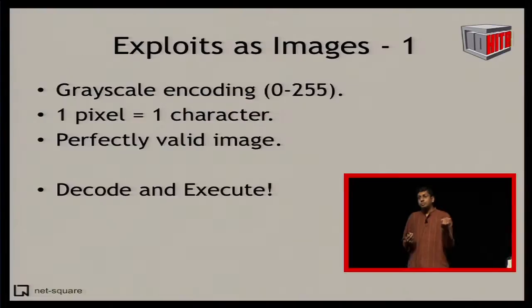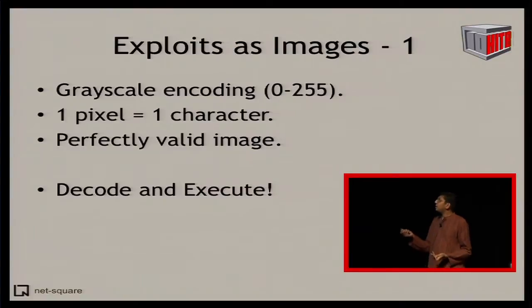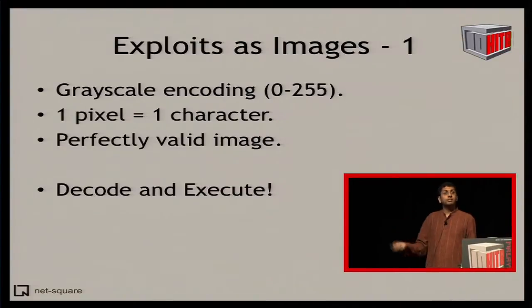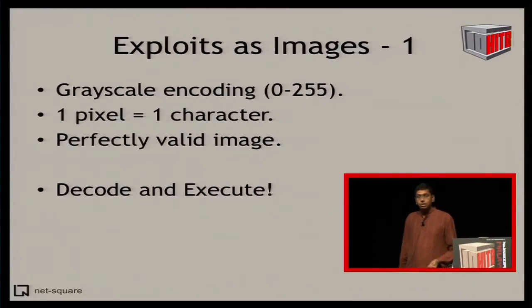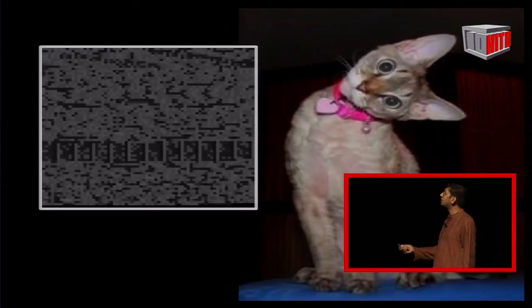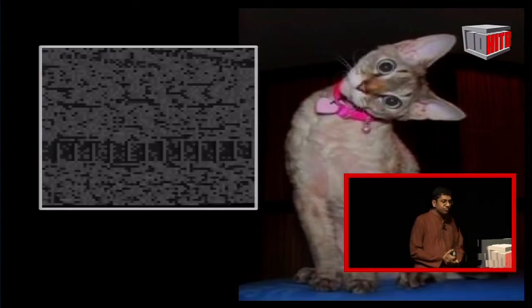So how would we do it? Well, we encode the entire script. We encode the entire JavaScript character by character using their ASCII values into any value from 0 to 255 and use these as pixels in a perfect image. So your exploit is going to be something like this. This image is your exploit. How does it work? Let's see.